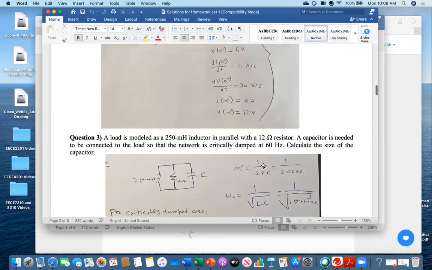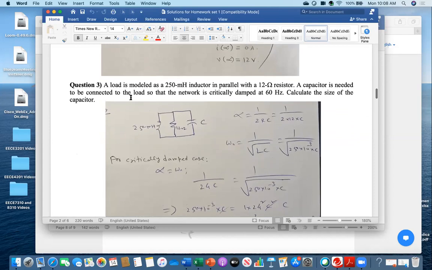Okay, so then quickly this one. A load is modeled as a 250 millihenry inductor in parallel with a 12 ohm resistor. A capacitor is needed to be connected to the load so that the network is critically damped at 60 Hz. Calculate the size of the capacitor. So definitely the inductor is in parallel with the 12 ohm, and you are connecting a capacitor to the load so that the network is critically damped.